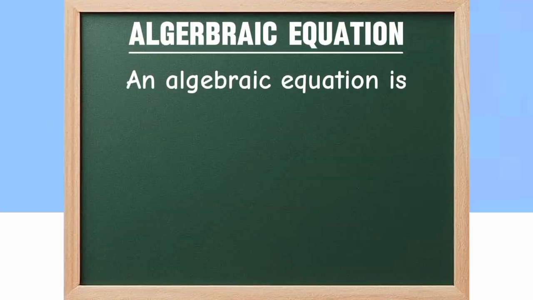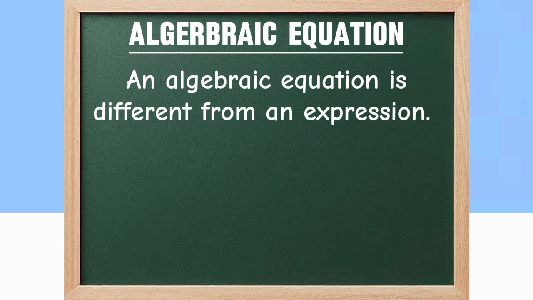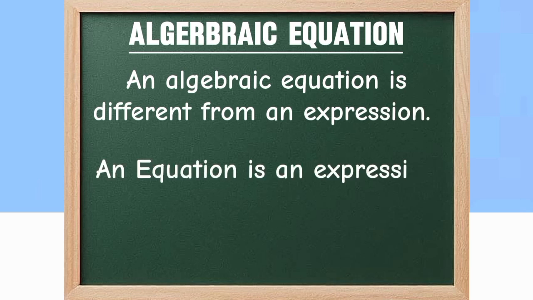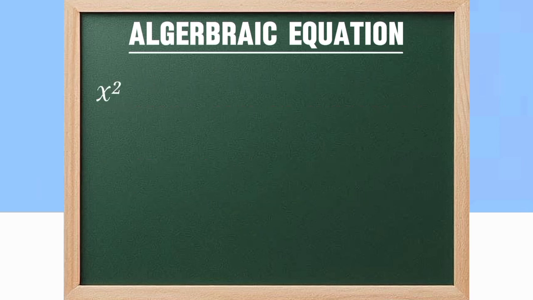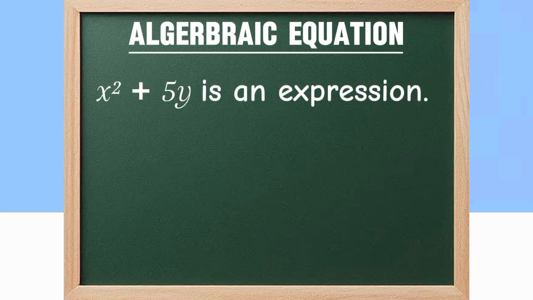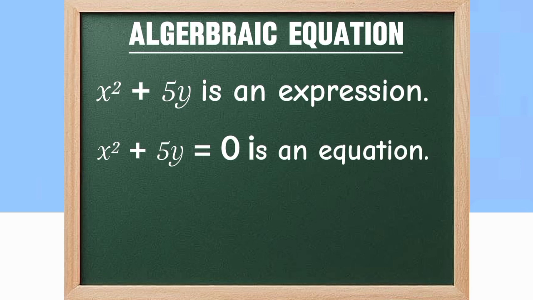An algebraic equation is different from an expression. An equation is an expression that is set equal to a value or zero, that is, x squared plus 5y is an expression while x squared plus 5y equals 0 is an equation.